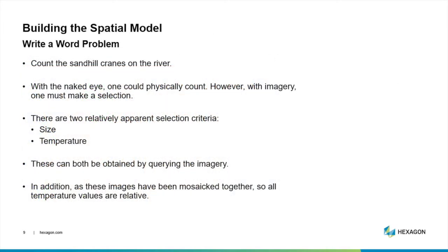So how do we do that? The first thing we have to do is build a spatial model. I think the easiest way to visualize a spatial model is to consider it a word problem, like the things we learned back in grade school or junior high: write it down to figure out where all your variables are, and then come up with a solution.